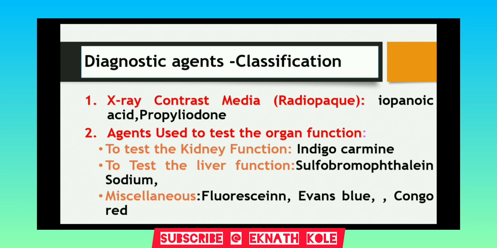Then there are some miscellaneous compounds, which are fluorescein, Evans blue and Congo red. So this is a classification you have to remember. Basically two classes: first one is radio opaque or X-ray contrast medium, and the second one is agents used to detect organ function. It is also classified into phthalein dyes and azo dyes. No need to remember that in detail, but you have to remember these two classes and their examples.